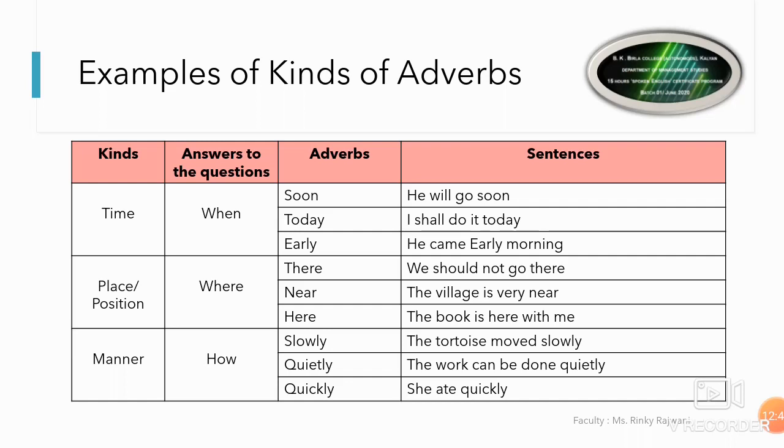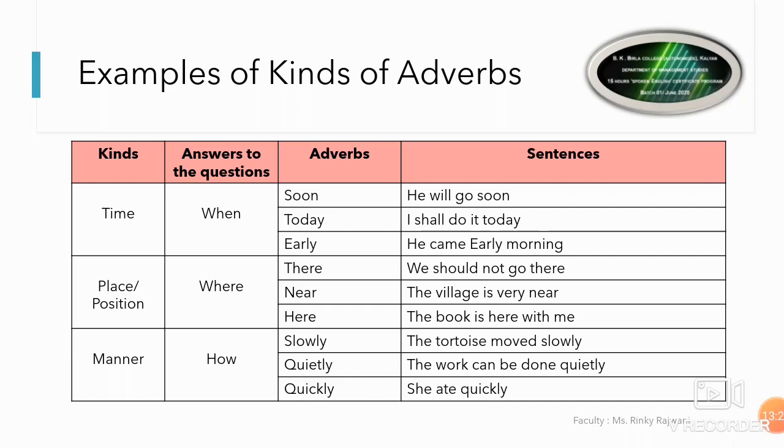Similarly, if we are talking about where, so the adverbs there, near, here, so we should not go there. Next one, like the village is very near. Suppose someone is asking you, where is that village? Village is very near, just 10 feet away. Next, here, the book is here with me. Where is the book? The book is here with me. So such kind of sentences can be framed with these adverbs.